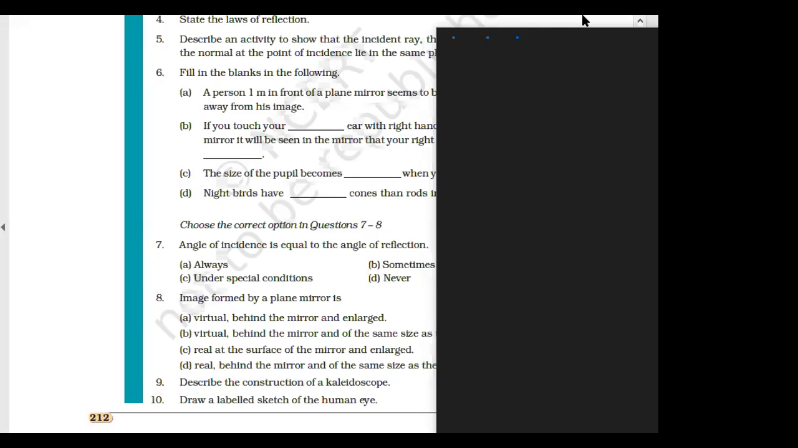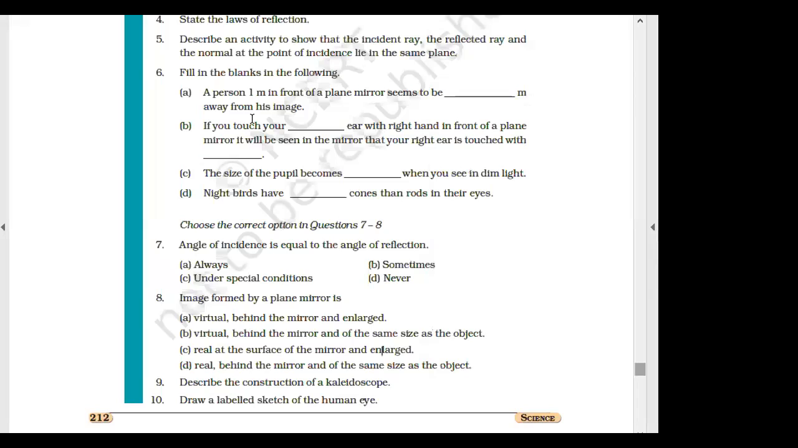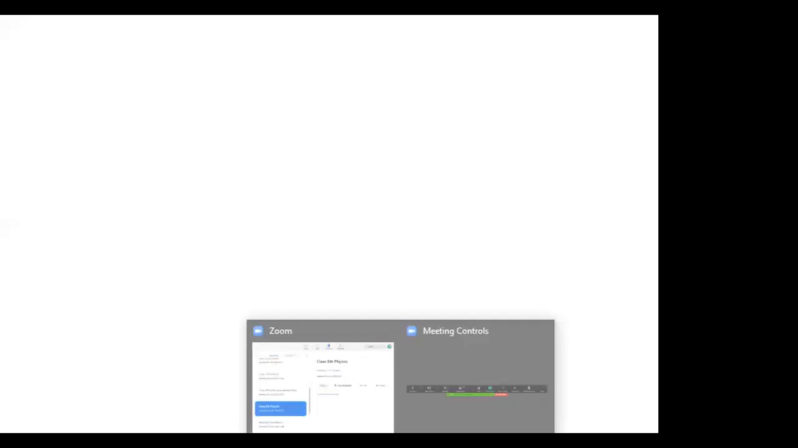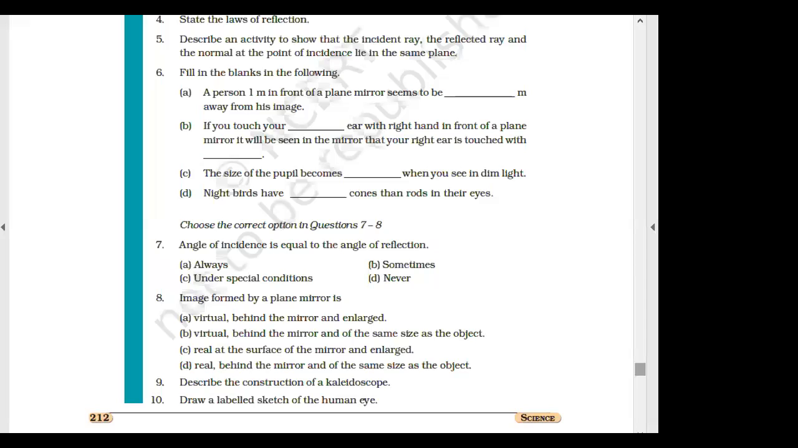Okay, very good. Now, second one. If you touch your dash here with your right hand in front of a plane mirror, it will be seen in the mirror that your right eye is touched with the dash. Tell me what is happening. Very good. So I can say, if you touch your left ear with your right hand, then it will be seen that your right ear is touched with your left hand. Yes, very good, right? Because of lateral inversion, right?